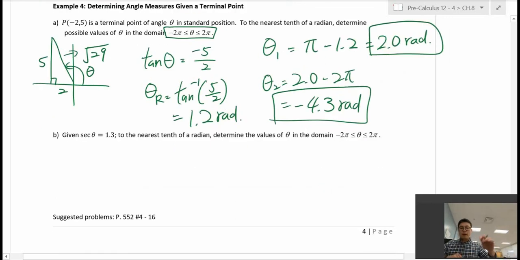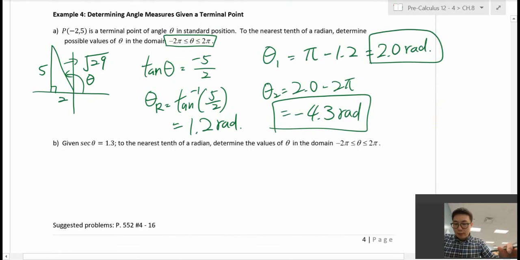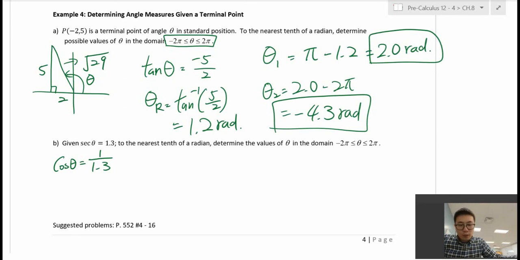Finally, part B. Last question here. Given secant theta is 1.3, remember that means cosine theta is equal to 1 over 1.3. To the nearest tenth of a radian, determine the value of theta in the domain from negative 2 pi to 2 pi. Again, this time it tells us cosine is positive. Unlike part A, where we know where the angle is, this time we don't. So we need to consider 2 possible cases. It could be in quadrant 1 or 4, because cosine is positive in quadrants 1 and 4.